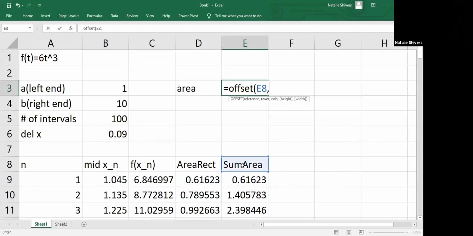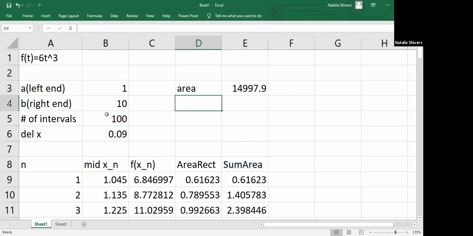Okay, then we're going to do the number of intervals. So we want to know how many times we want to go down. Well, we want to go down 100 times. But if we wanted to reuse this workbook, we just want to use that cell reference. And then we don't want to go anywhere left or right. So this answer is a very big number, 14,997.9. So again, this one wanted us to look at taking a graph of the sum of the area and looking at what happens with that.